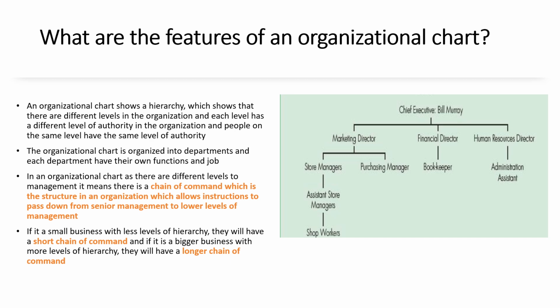In an organizational chart, as there are different levels of management, that means that there is a chain of command. A chain of command is the structure in an organization which allows instructions to pass down from the senior management to the lower levels of management. As we can see in this chart, it allows instructions to be passed down from the chief executive all the way to the shop workers.